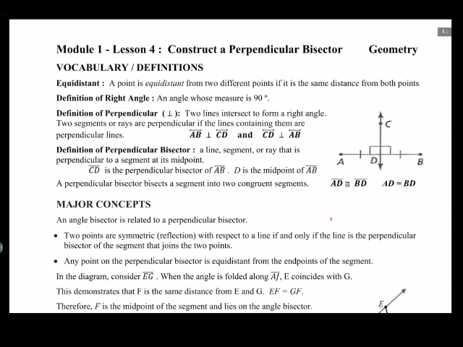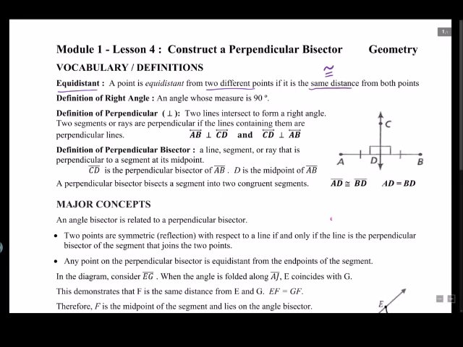Module 1, Lesson 4, Construct a Perpendicular Bisector. We're starting this lesson with some vocabulary that is familiar to us. We have equidistant, and a point is equidistant from two different points if it is the same distance from both points. We know this equidistance means equal length, which means it is going to be congruent. We are going to have congruent segments.